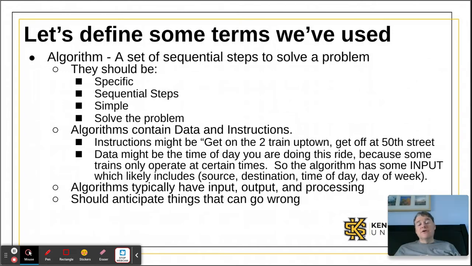The last thing on here is it should solve the problem. And that might seem kind of stupid to write down, but you'd be surprised that as you're thinking through an algorithm, how often you would go down a side street and get lost.